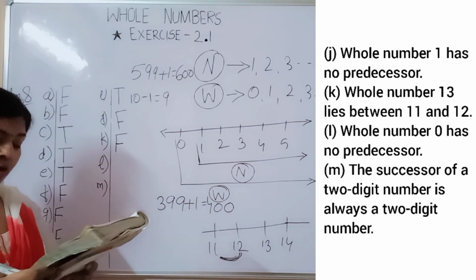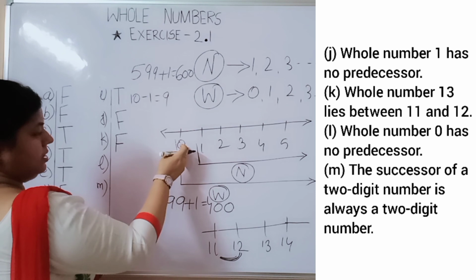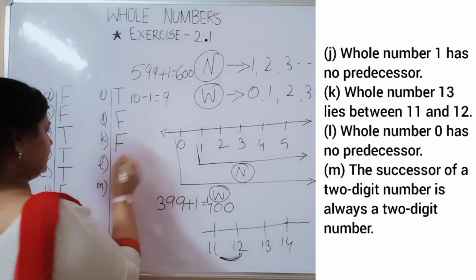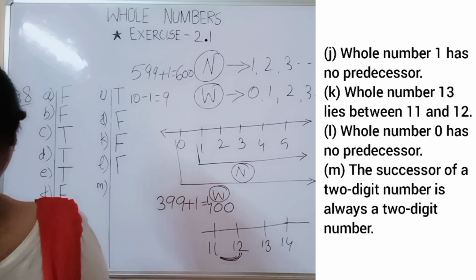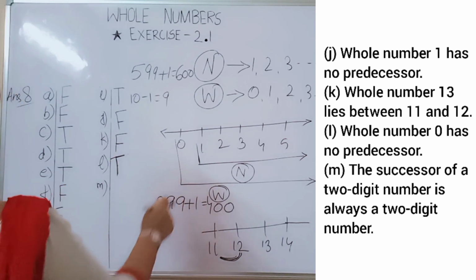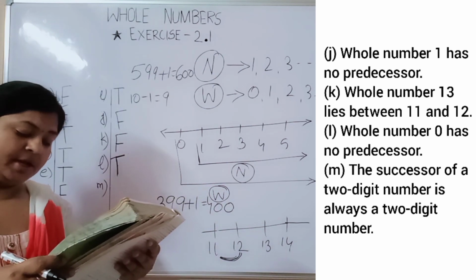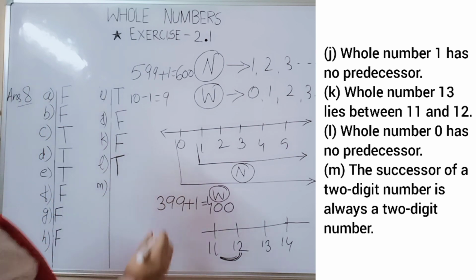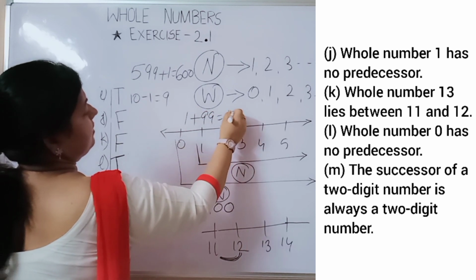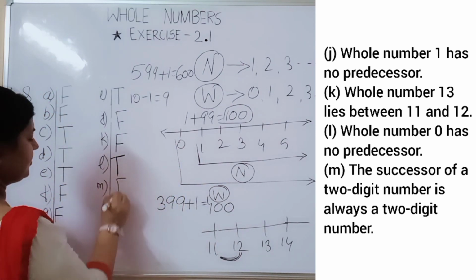L part, the whole number 0 has no predecessor. Yes, of course, in whole numbers we have 0 and it has no predecessor, because if we go to the left, we get negative digits. True. M part, the successor of a two-digit number is always a two-digit number. No. If we add 1 to 99, we get 100. It means 100 is a three-digit number. So this statement is also wrong.